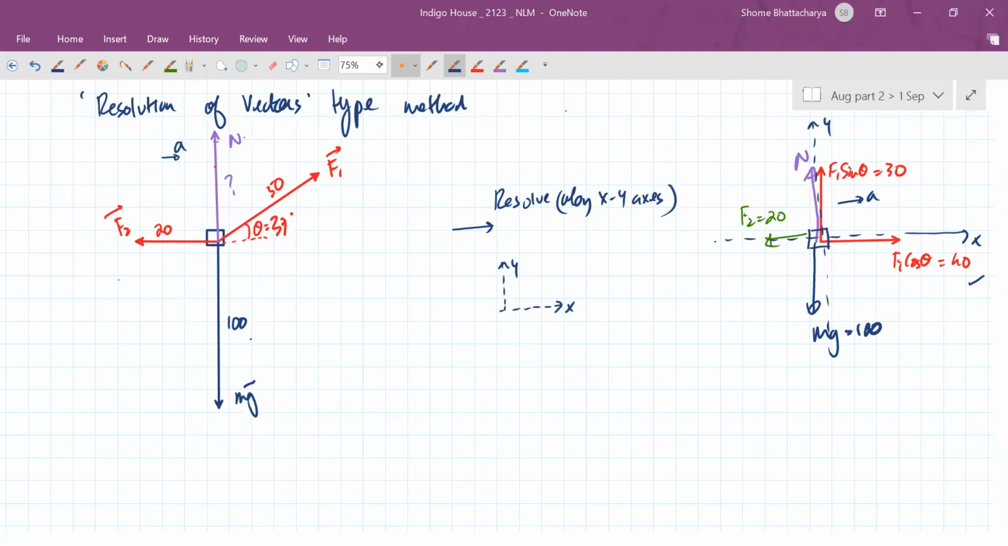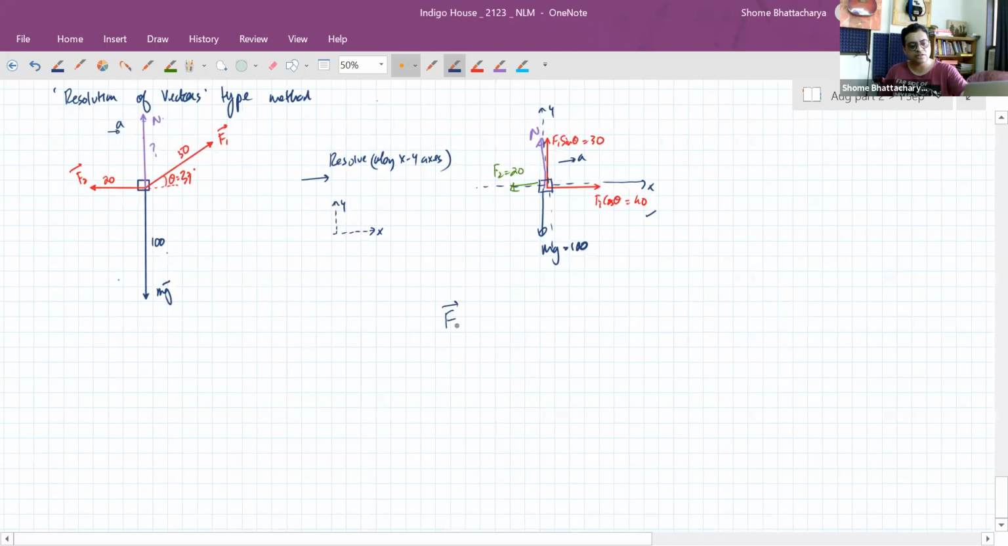Yes, sir. Okay, so now what we'll do is, instead of writing Newton's second law in vector notation, that is net force is equal to mass into acceleration, this equation only will divide into components. Along the x-axis or x component, we'll say that summation of forces along the x-axis is mass into x component of acceleration. So what all forces are acting along the x-axis? There is F1 cos theta, and there is minus F2 because it's along the negative x-axis, and the acceleration is this. So this is my equation 1.